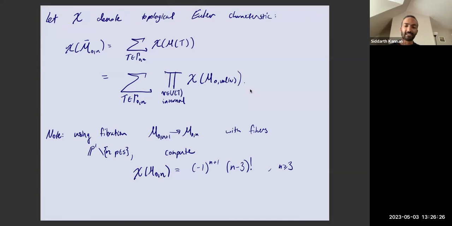And it's actually quite easy to calculate the Euler characteristic of the open moduli space. There's a forgetful map where you forget one of the marked points, and the fibers are always P1 minus n points. So you can use that to calculate the Euler characteristic of the open space. It ends up being basically n minus 3 factorial, up to a sign. So this sum now is really combinatorial. It's a sum over all trees, a product over the vertices of the trees of basically the degree minus 3 factorial, up to a sign. Any questions about this?